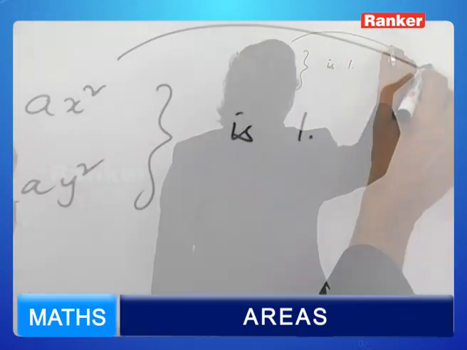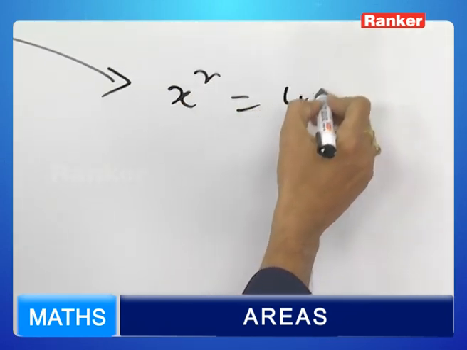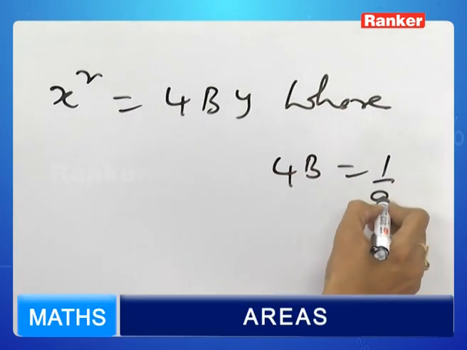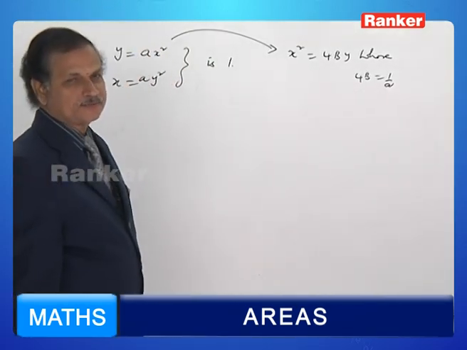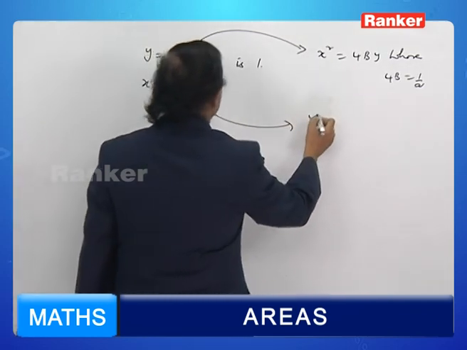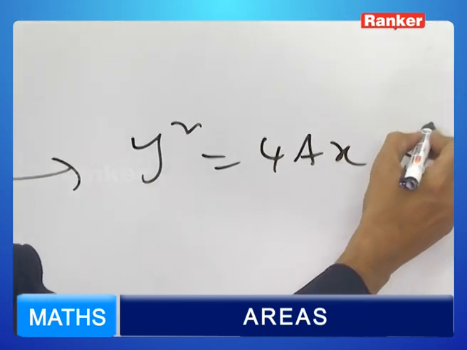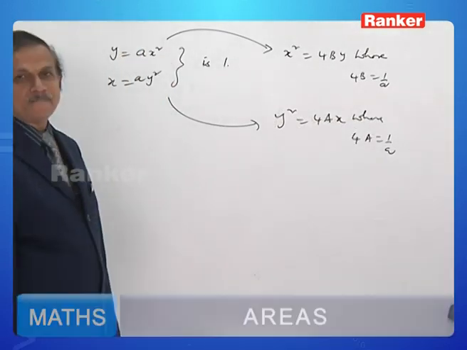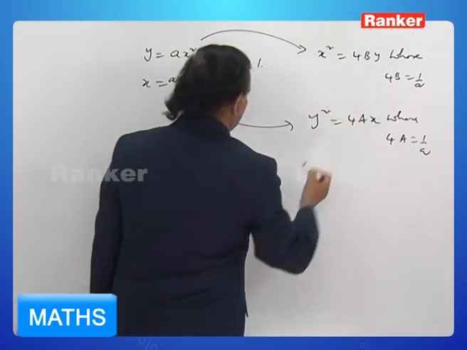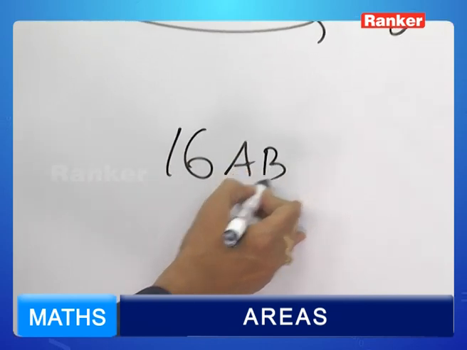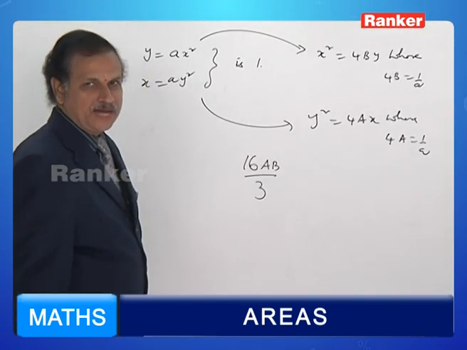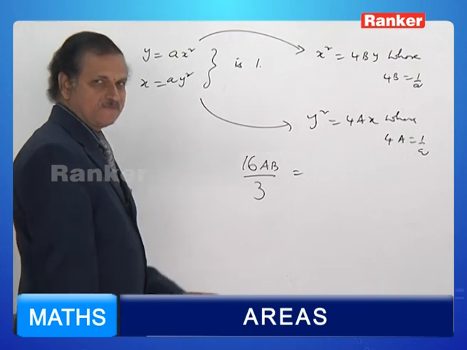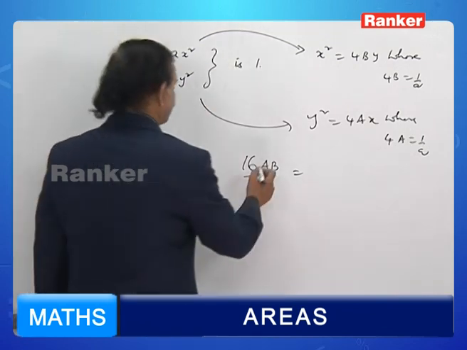Well, let me take this as x square is equal to 4by, where 4b is equal to 1 by a. Am I correct? And this is y square is equal to 4ax, where 4a is also 1 by a. We know that area bounded between these two is 16ab by 3. And from the given information, the area bounded is 1. So 16ab by 3 is equal to 1.